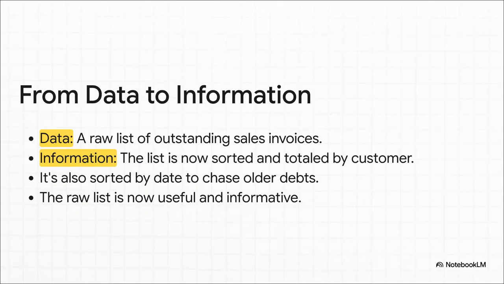And here's a perfect example to make that real. So you've got a long list of invoice numbers. That's just data. It's a list. But the moment the system gets its hands on it and starts working, sorting it by customer, adding up who owes what, maybe even flagging the invoices that are getting really old, poof, that raw list transforms into powerful information. Now it's telling you a story about who you need to call right now to get paid.